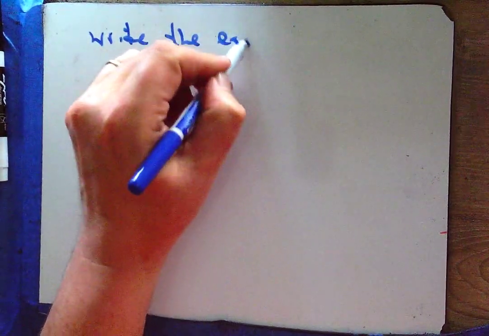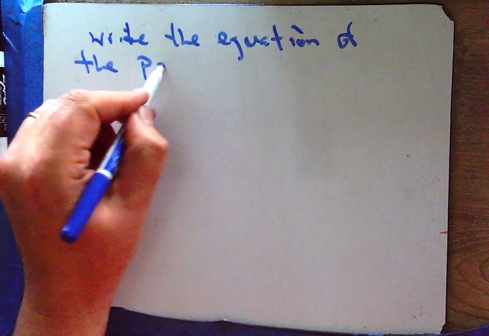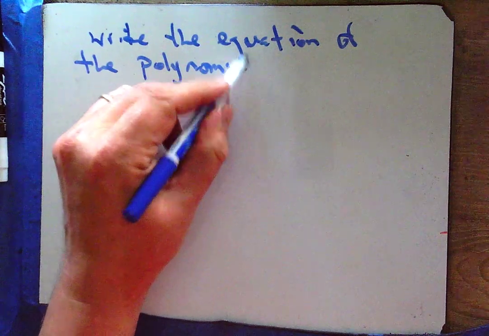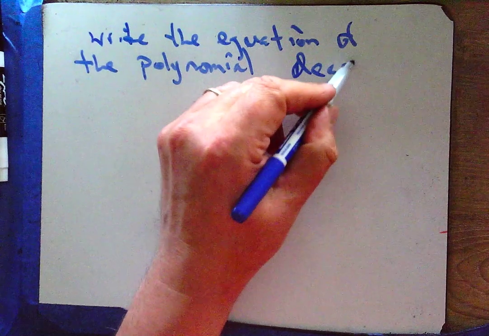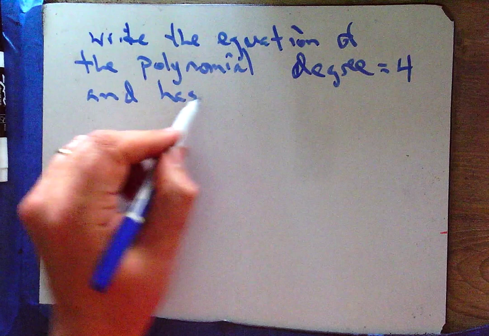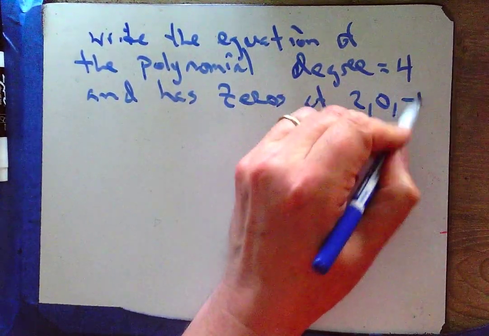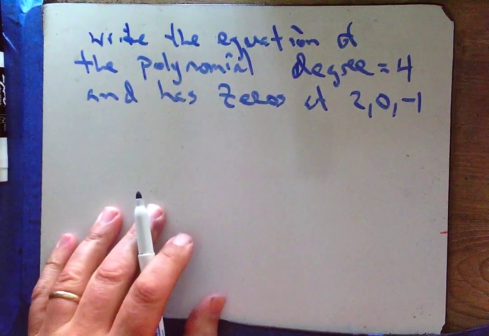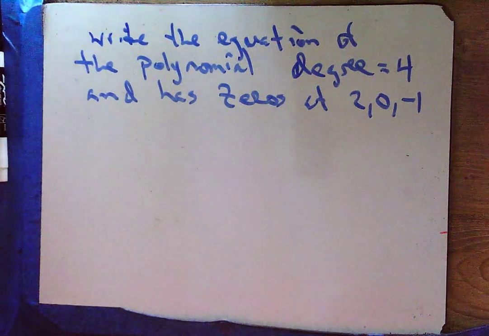All right, will you try this one? Write the equation of the polynomial where degree is 4 and has zeros at 2, 0, and negative 1. Okay, so give it a try. Shouldn't take you very long.